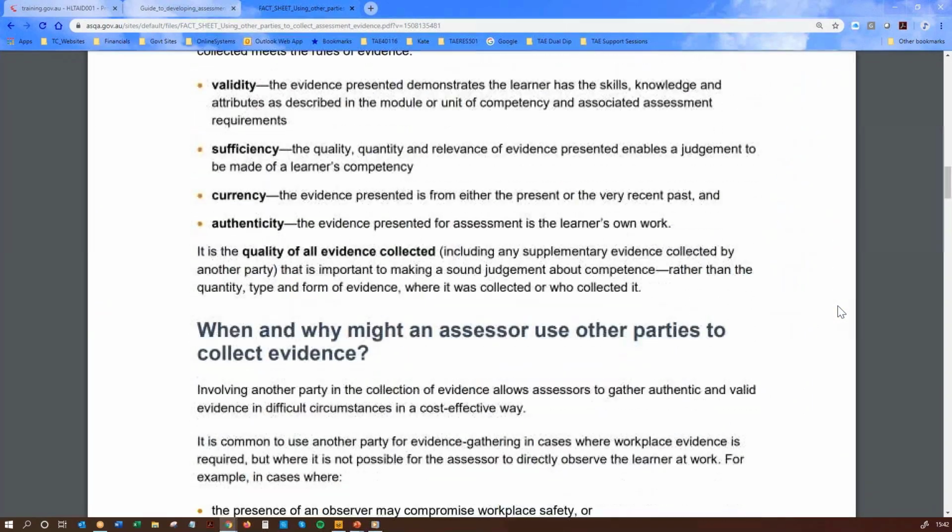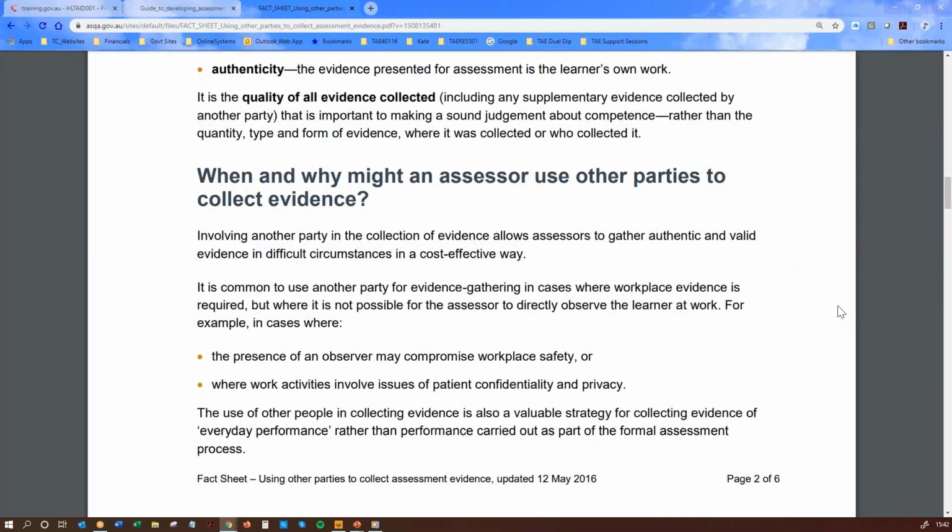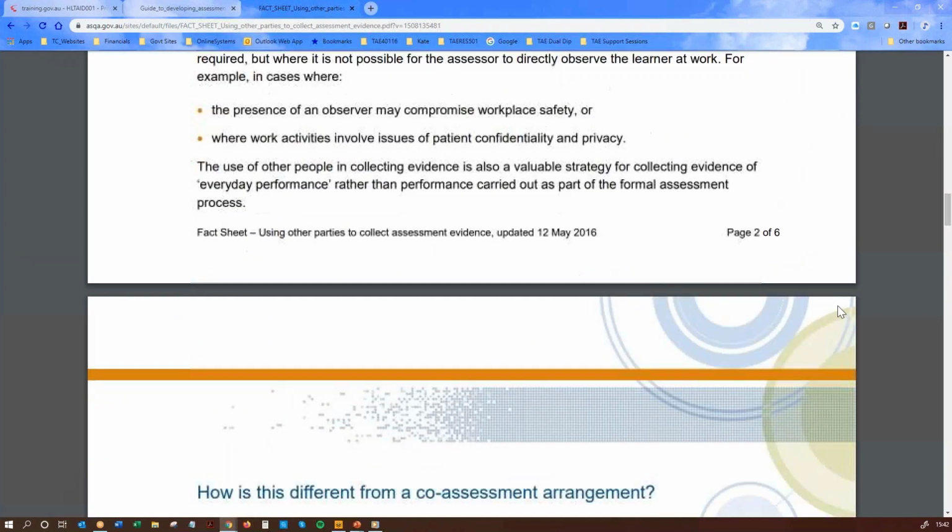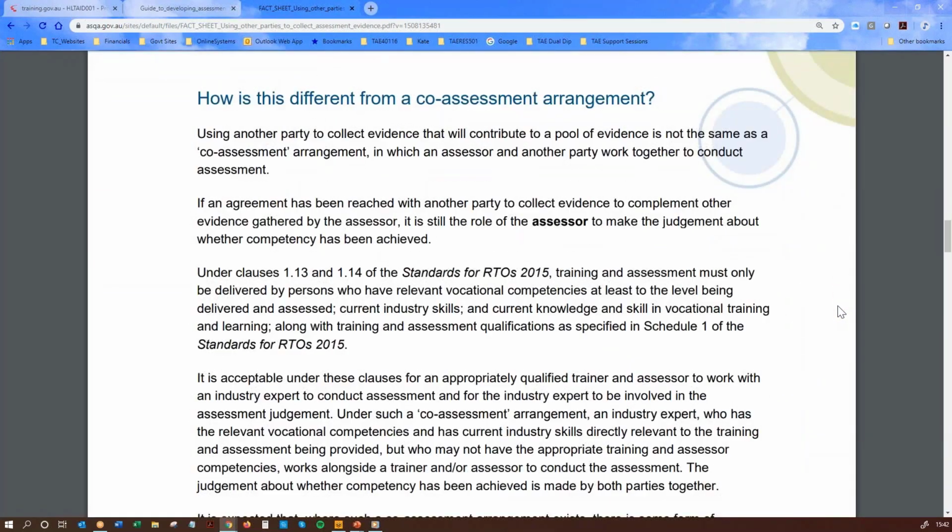There's also another form which is called a co-assessment, and that's where the assessor may not necessarily have sufficient industry currency and competency on the topic, and they work with someone who does. So an example of this might be giving out medication in an aged care facility, because the unit of competency related to that specifies that it must be observed by a registered nurse.